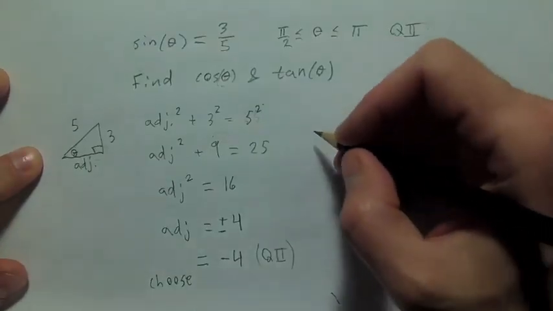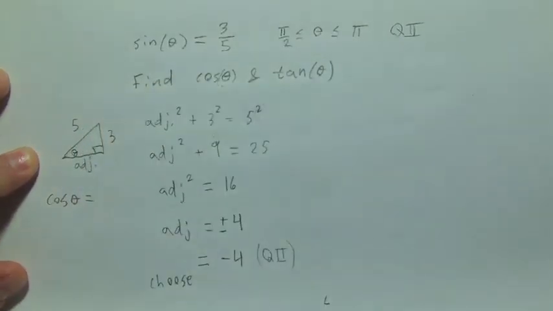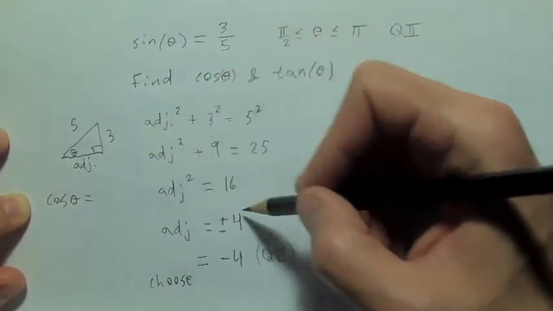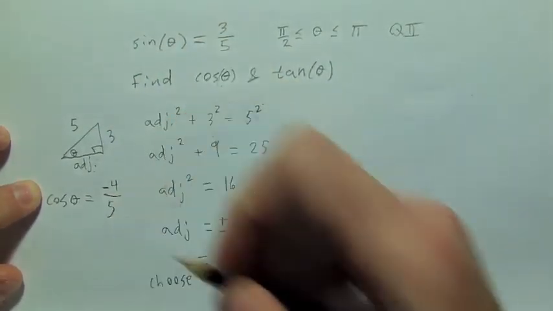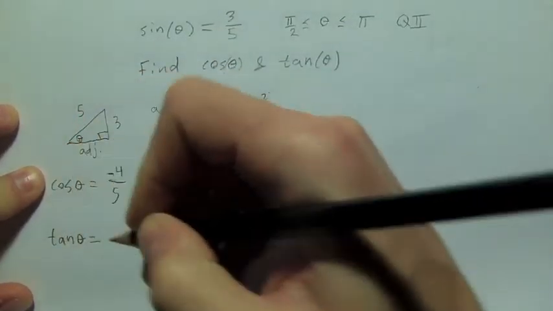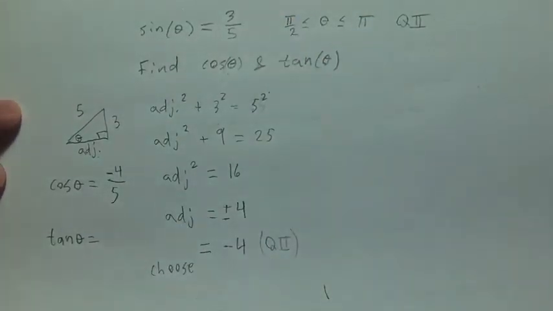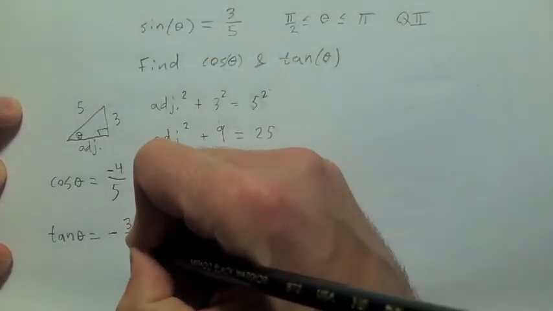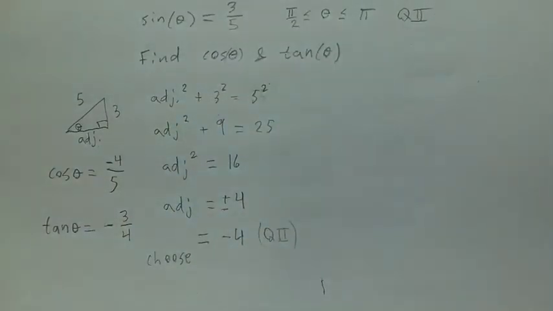Okay. So now I have that cosine of theta is equal to the side adjacent, which I know now is negative 4, over the hypotenuse, 5. And tangent theta, well, you can either remember it's sine over cosine and just invert and multiply, or it's side opposite over adjacent, which is going to give us negative 3 over 4. However you want to do it. Right? So that's how you do it with a right triangle.